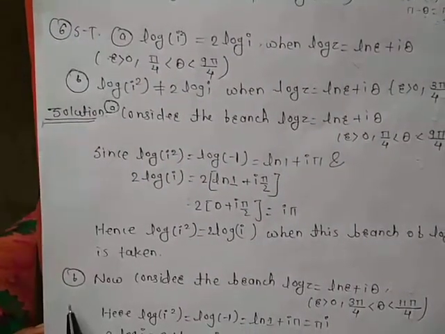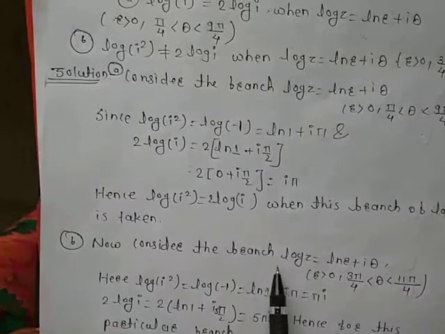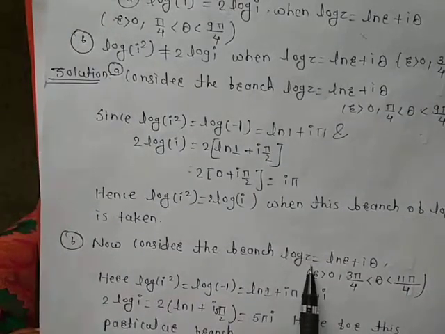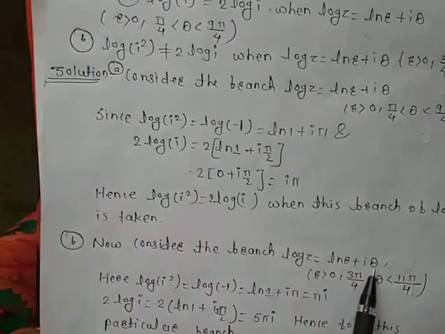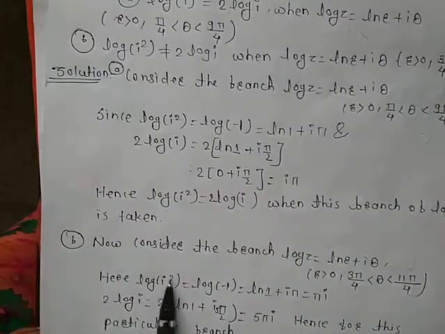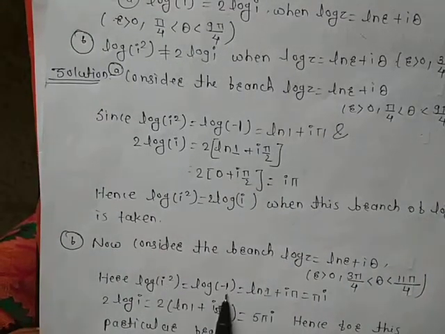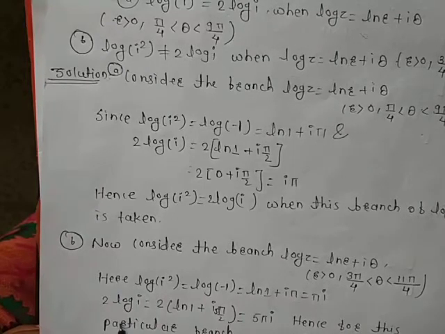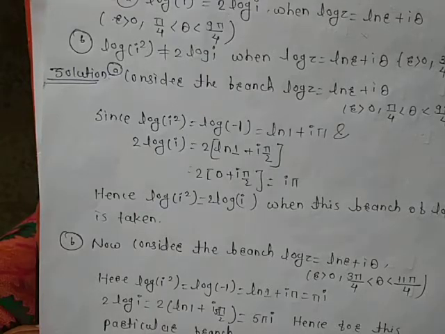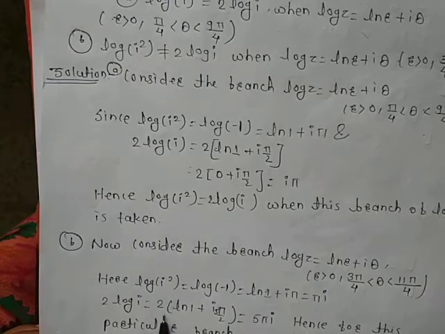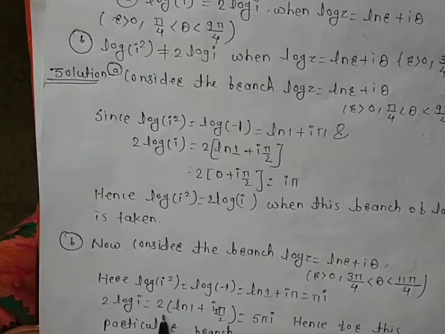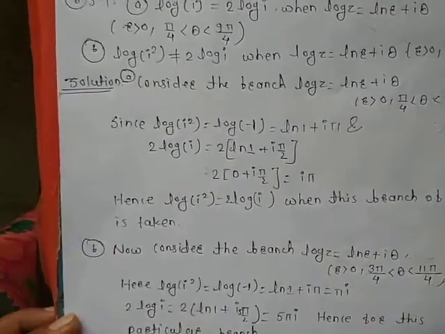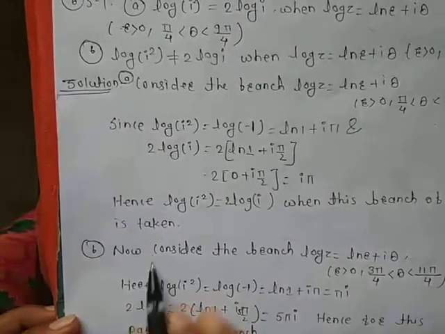Let us see the next example. Now consider the other branch of log z, equal to ln r plus i into theta. Here log of i square is equal to log of minus 1, which is equal to 3 pi i. Next is 2 into log i. Okay, take this example for homework.